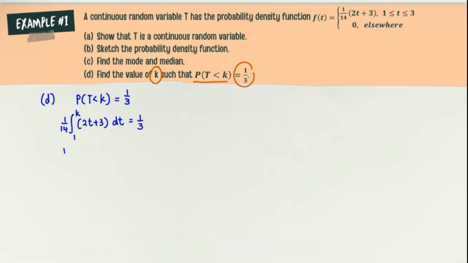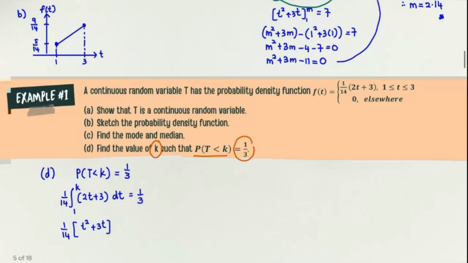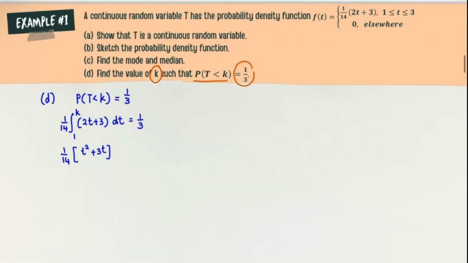So tadi kita integrate, the answer will be T squared plus 3T. Betul? Sebab nanti kita dapat 2 over 2 ni kan. Kita akan potong-potong dia. So saya terus buat t squared plus 3t lah. And here the intervals is 1 until k equals to 1 over 3. So same goes to the previous step. So t squared plus 3t from 1 until k, saya akan jadikan dia ini. 14 kita pindahkan ke sebelah sini. So we get 14 over 3.